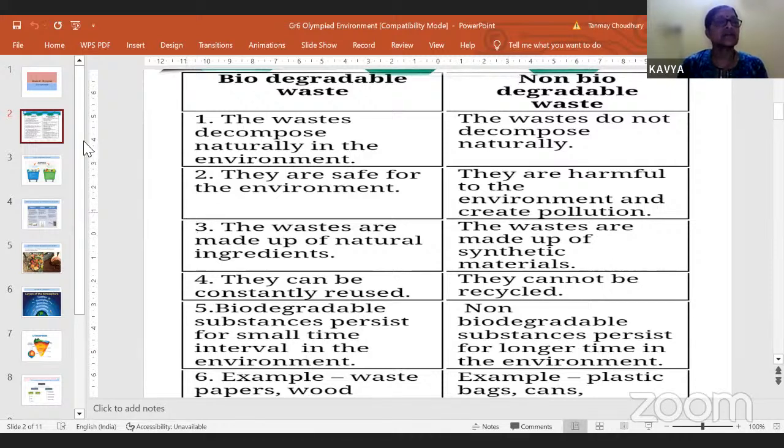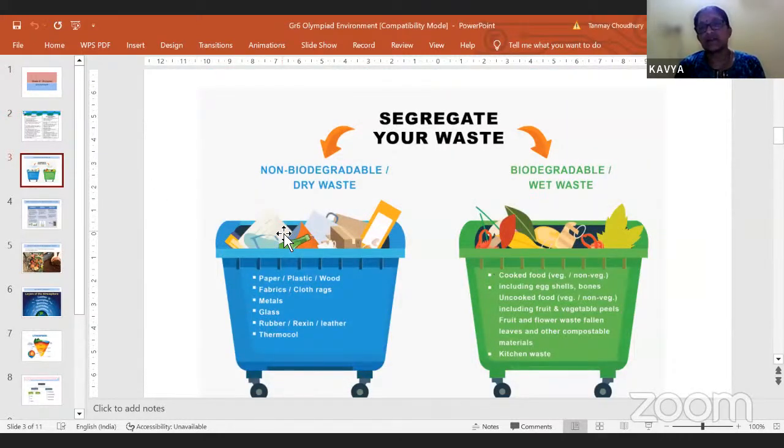Okay, next. These wastes should be segregated, because if the biodegradable and non-biodegradable wastes are put together, then it will create a nuisance in the environment. So the non-biodegradable wastes are placed separately and the biodegradable wastes are placed separately. What do we do with them? With the biodegradable waste, we can convert it into compost.